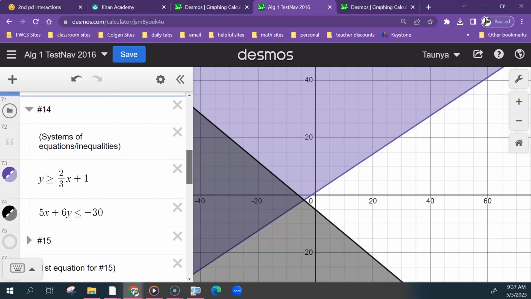14 was a systems problem, but it wanted you to pick where they would overlap. And that would be this area right here, which was the second section. So you would, on the SQL, click section 2, and then it would shade it for you.